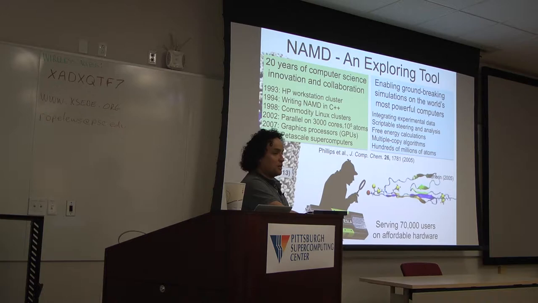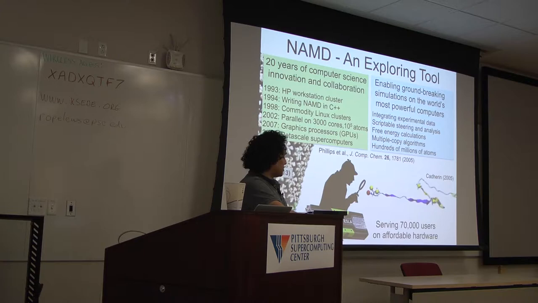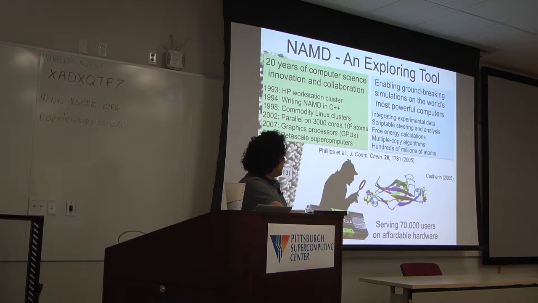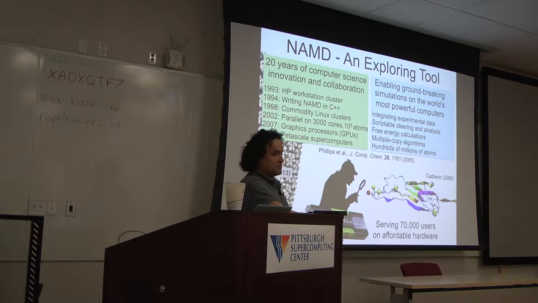You can also do transition path sampling, or transition state theory, to study conformational change between known states of a protein using multi-copy algorithms like the string method and a swarm of trajectories. NAMD also supports several million atoms. We know it can run up to 2 billion atoms, but the largest simulations performed to date go all the way to 250 million atoms.